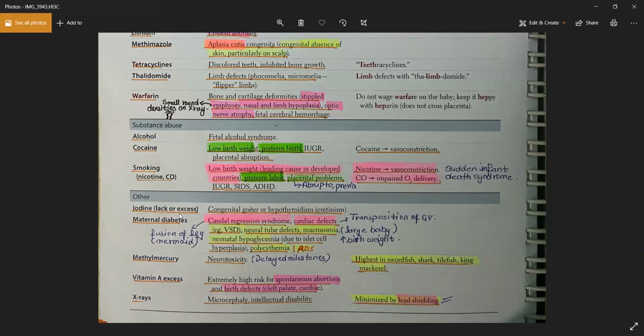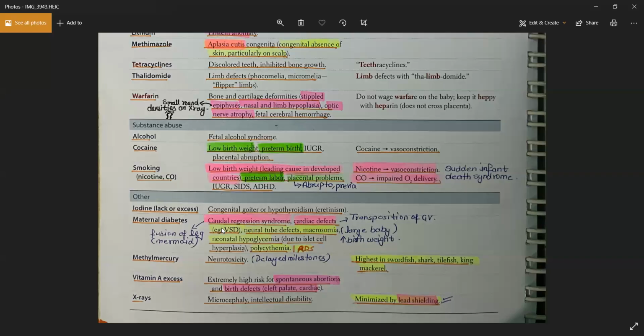Maternal diabetes is important. You can have multiple effects because of that. One is caudal regression syndrome, where you will have a fusion of the legs. Imagine the mermaids. That's what you see in caudal regression syndrome. You won't have the pelvis of the patient. You will have absence of the sacrum in the baby. Both the lower limbs will be fused. So just remember a mermaid, and you will know what caudal regression syndrome is.